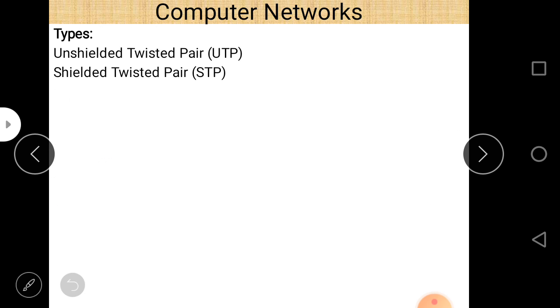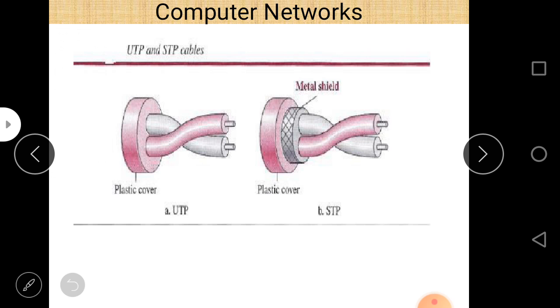Now, types of twisted pair cables. There are two types of twisted pair cables. First is unshielded twisted pair cable, also called UTP. Second is shielded twisted pair, STP. This is a diagram of UTP and STP. We can easily see that there is a metal shield in STP, but there is no metal shield in UTP, and the other portion is the same. So the difference between these two is the metal shield.